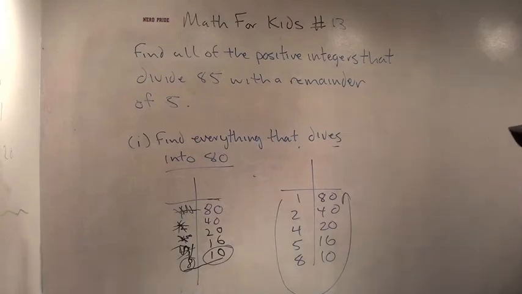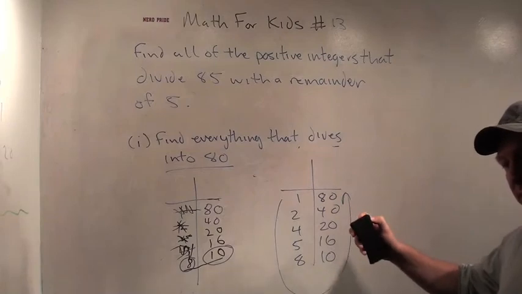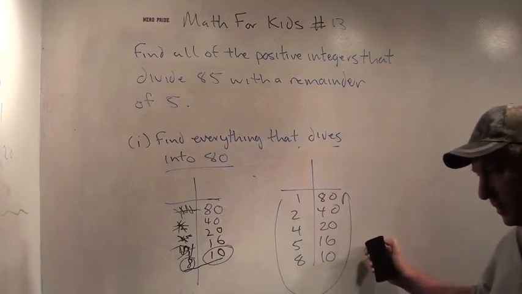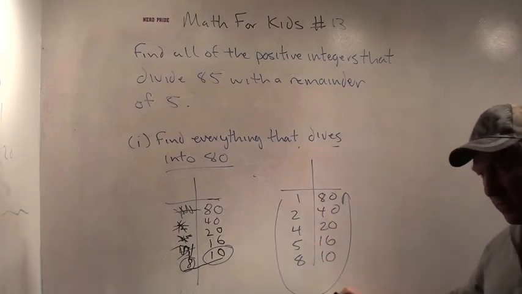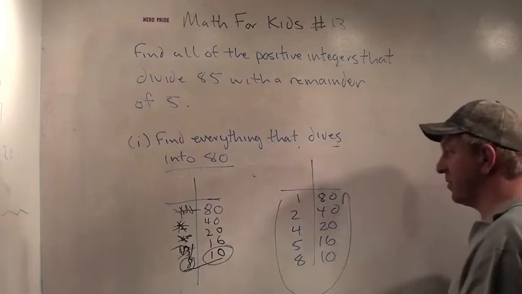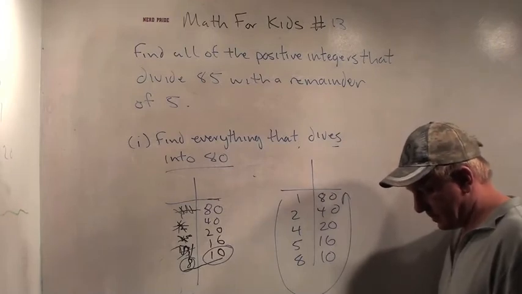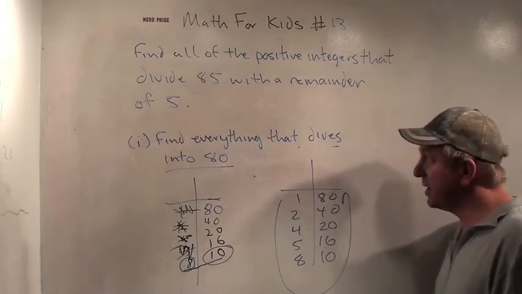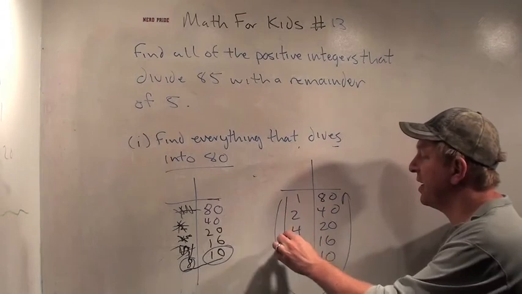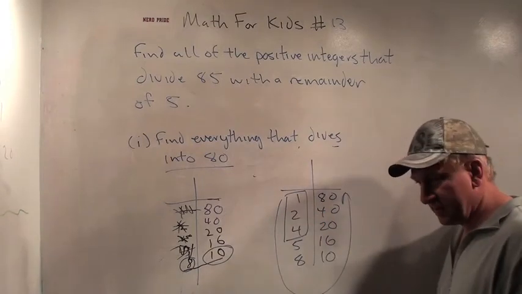Now, this is everything that goes into 80, and since 85 is 5 more than 80, all of these numbers could leave a remainder 5, right? But we know 1 doesn't leave a remainder 5. 1 doesn't leave a remainder when you go into anything. And any number less than 5 cannot leave a remainder of 5. So we can just scribble out those.